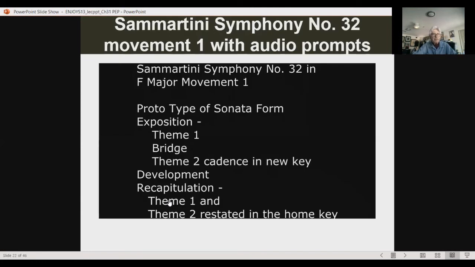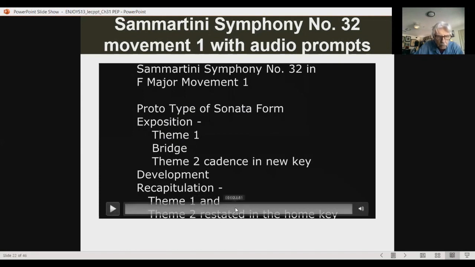All right, I'm going to play a piece of music by Sammartini, and he calls it Symphony Number 32. It's the first movement, and I put audio prompts in here. It only takes about 2 minutes to play the whole thing, but I want you to try and listen to the sections, right? The exposition, theme 1, bridge, theme 2, and it repeats. Exposition, theme 1, bridge, theme 2. And then we have the development section, and then cadence and the recapitulation. And again, theme 1, theme 2, but it's in the home key. And then that development section is done again, right?